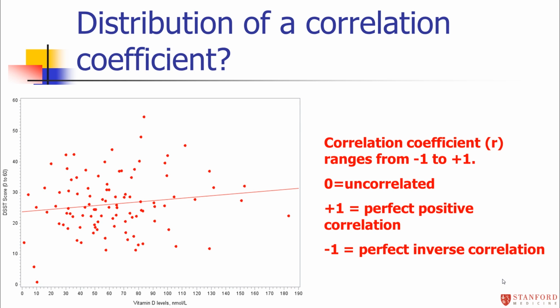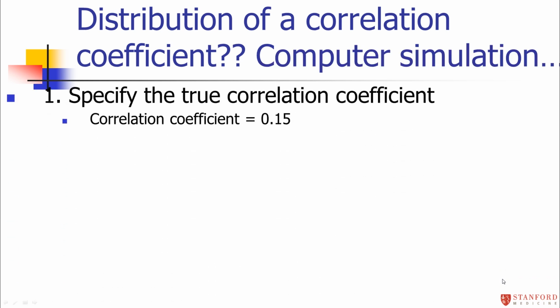And the picture here shows that we have a very weak correlation between vitamin D and cognitive scores. So what's the distribution of a correlation coefficient? Another measure we can calculate from our data. Let me do another computer simulation. So in this computer simulation, I said that the true correlation between vitamin D and cognitive function in the entire population of older European men is 0.15.